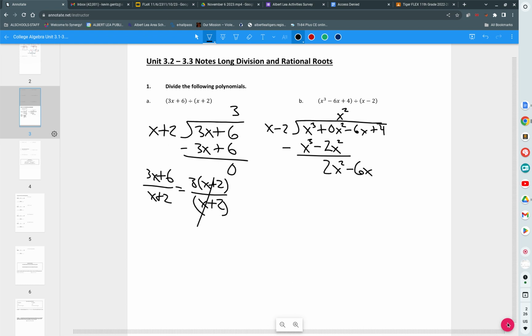because I have a binomial out front. I want a binomial there. They need to match in size. And then we start the process again. What do you multiply x by to get 2x squared? 2x? Yeah, 2x.